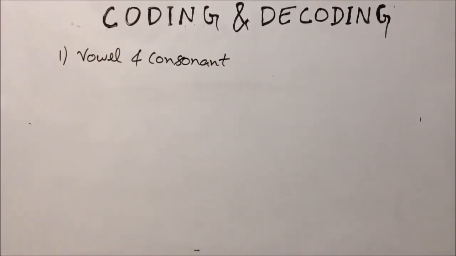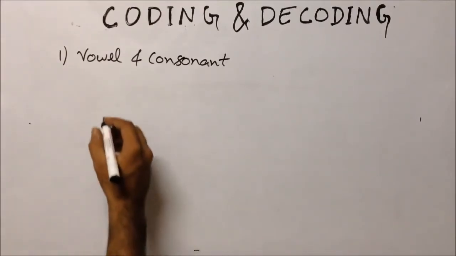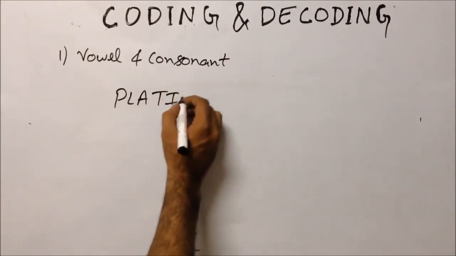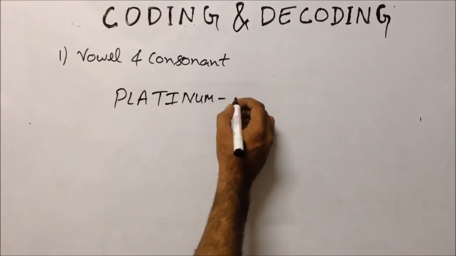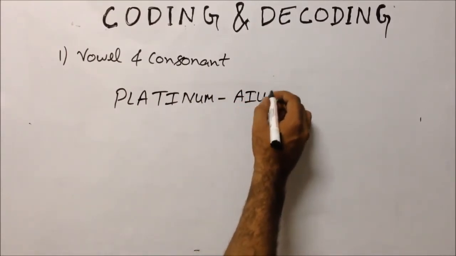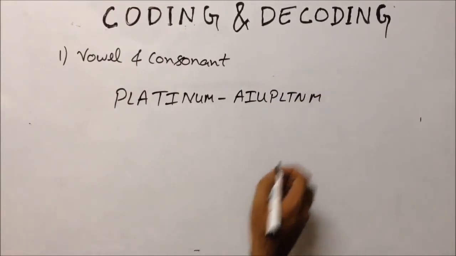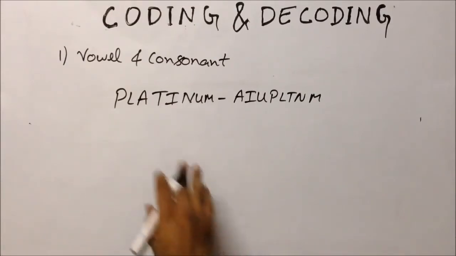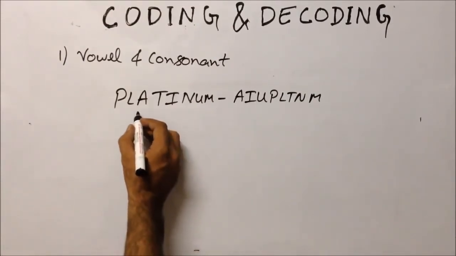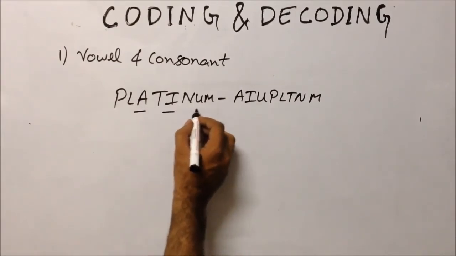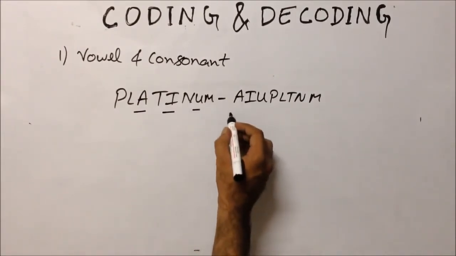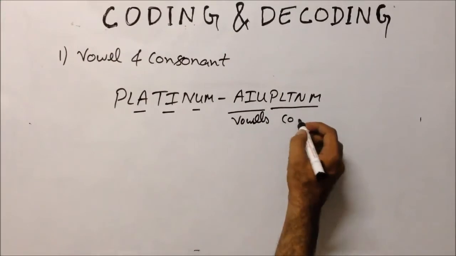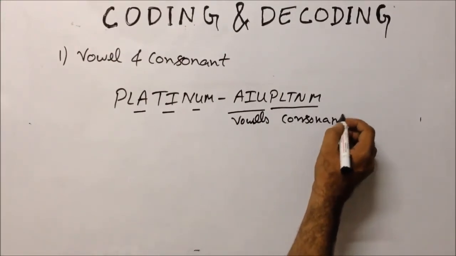Now let's start with the first pattern which is vowel and consonant pattern. Now in this pattern, questions will be like these. For example, if the word is platinum, P-L-A-T-I-N-U-M, and the code for the word is A-I-U-P-L-T-N-M. Now this is a very basic question for this pattern. Now what we are doing in this pattern is we are using vowels and consonants. Now if you could see that A is the vowel over here, I is the vowel and U is the vowel. So what we have done is we have used A, I, U which are vowels, and then we are using consonants which are P, L, T and M. So this is our first question.